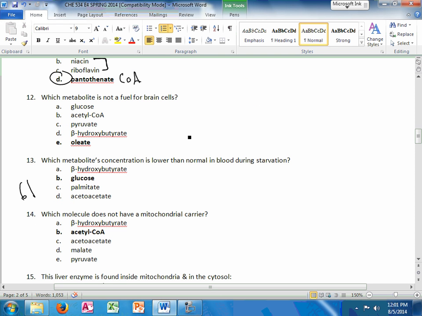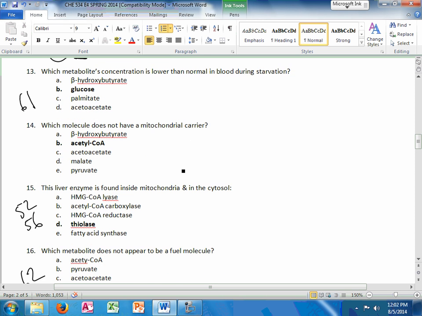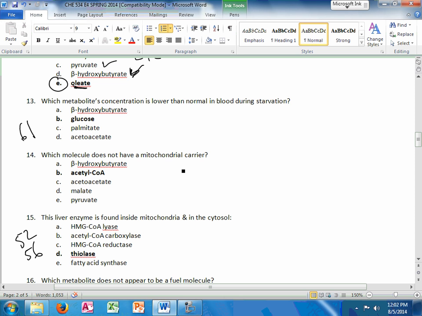Metabolite is not a fuel for brain cells. Oleate, you could put any fatty acid here. So glucose and ketone bodies here are going to be used as fuel, and then acetyl-CoA and pyruvate can be used either through the electron transport chain, or you can reverse it through gluconeogenesis. Either way, they can be fuel. Palmitate, stearate, those are going to be the other popular ones you'll see here.